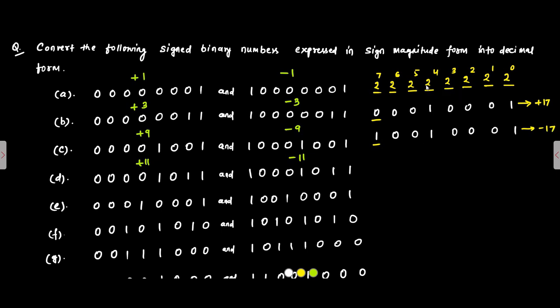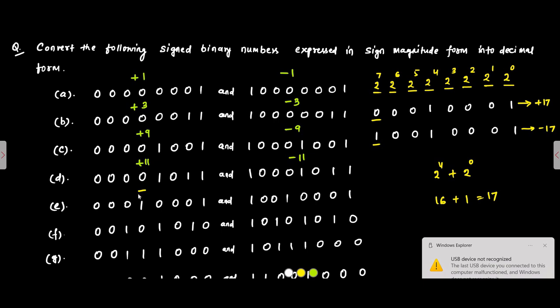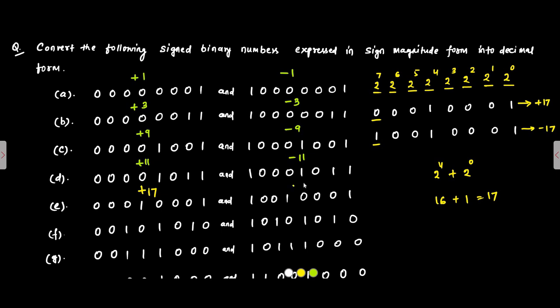Okay, the magnitude is the same, 2 to the power 4 plus 2 to the power 0. This is 16 plus 1, that is equal to 17. So here it is plus 17, here it is minus 17. Okay. Next is, okay, first let us remove this.